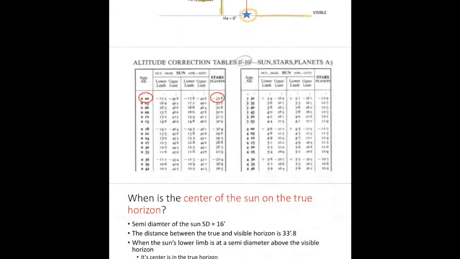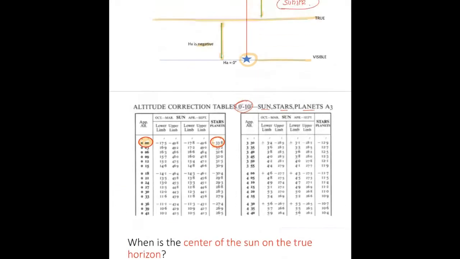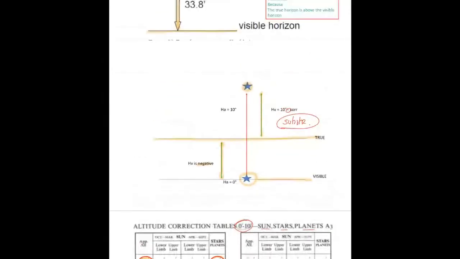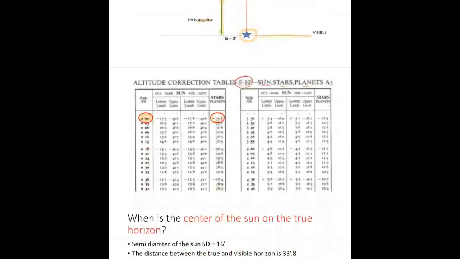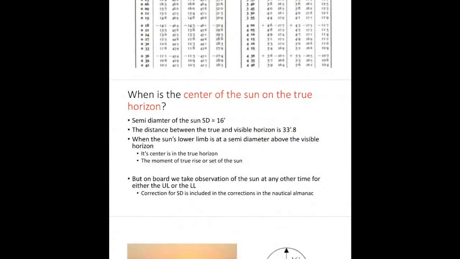Here you see the altitude correction tables for 0 up to 10 degrees for sun, stars, and planets. And you see here that indeed, if you have an apparent altitude of 0 degrees, you will have to apply a correction of 33.8, which is equal to the difference that you see here between the true and the visible horizon. Now, when is the center of the sun on the true horizon? We know that the semi-diameter of the sun is 16 minutes, and that the distance between the true and the visible horizon is 33.8.